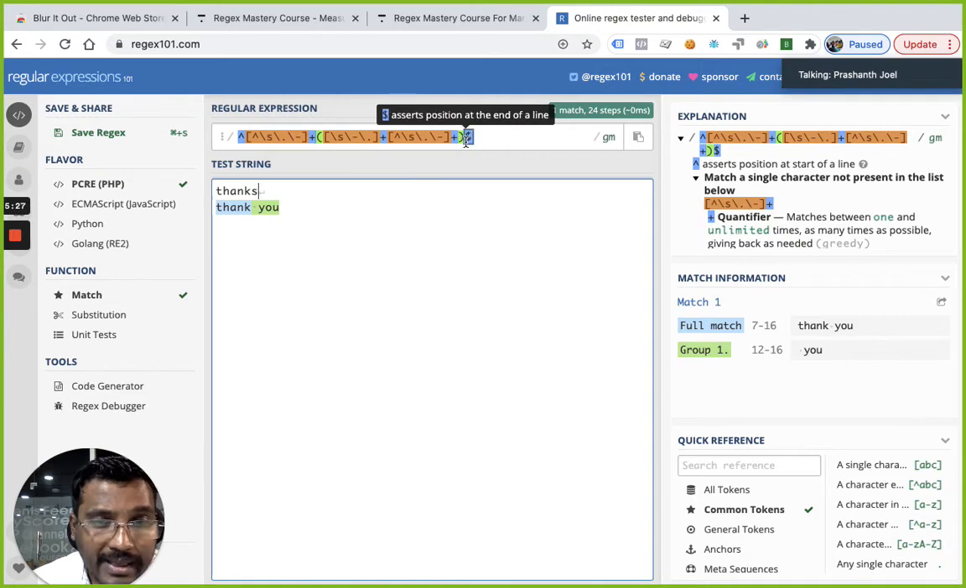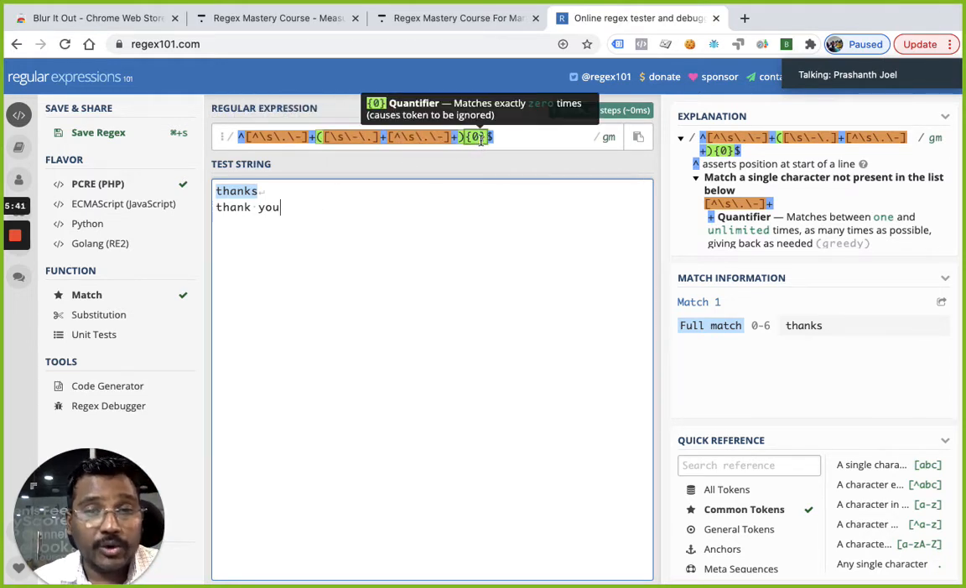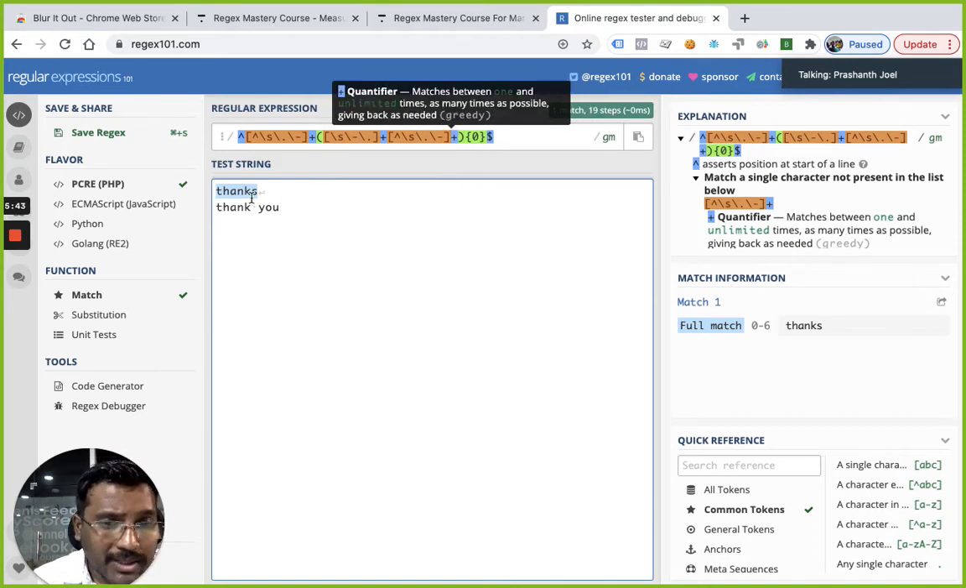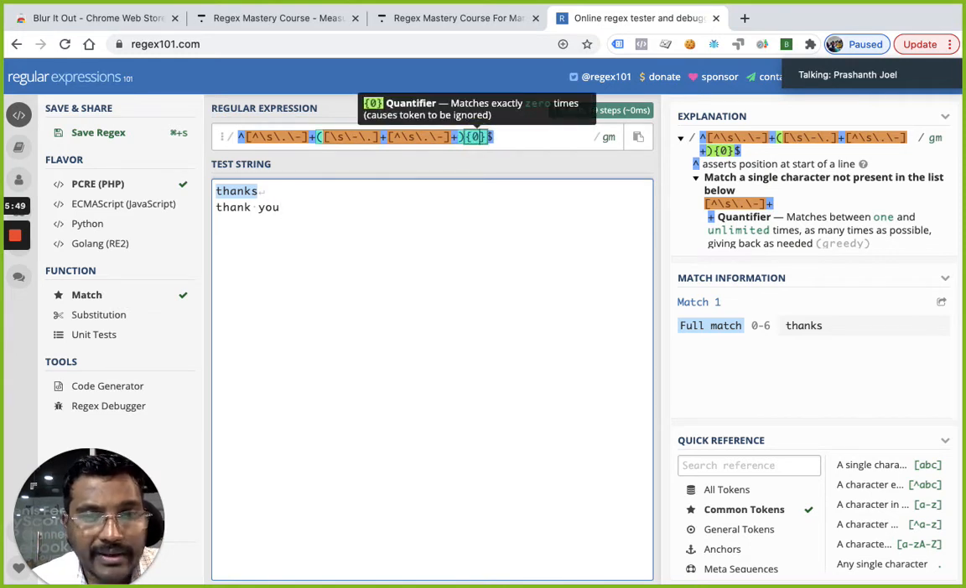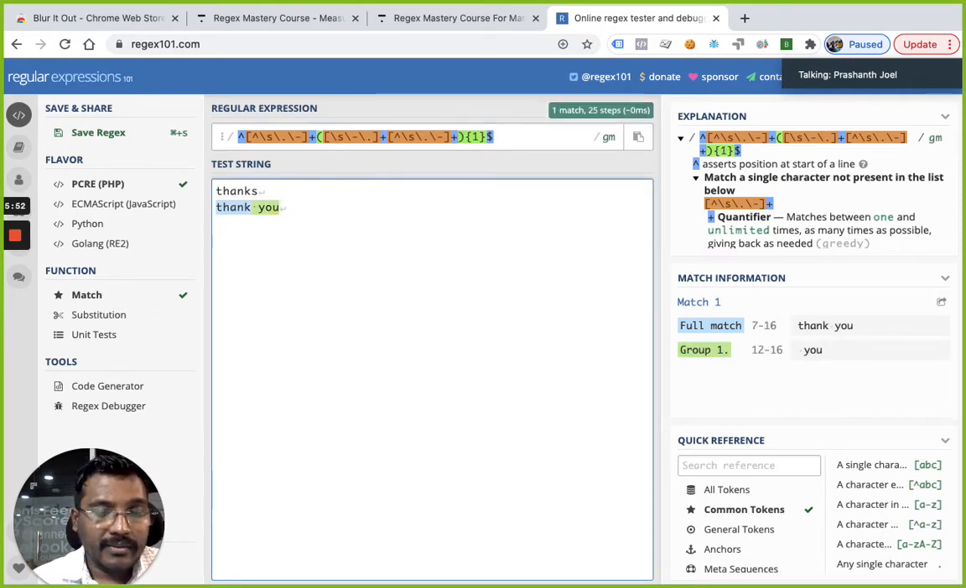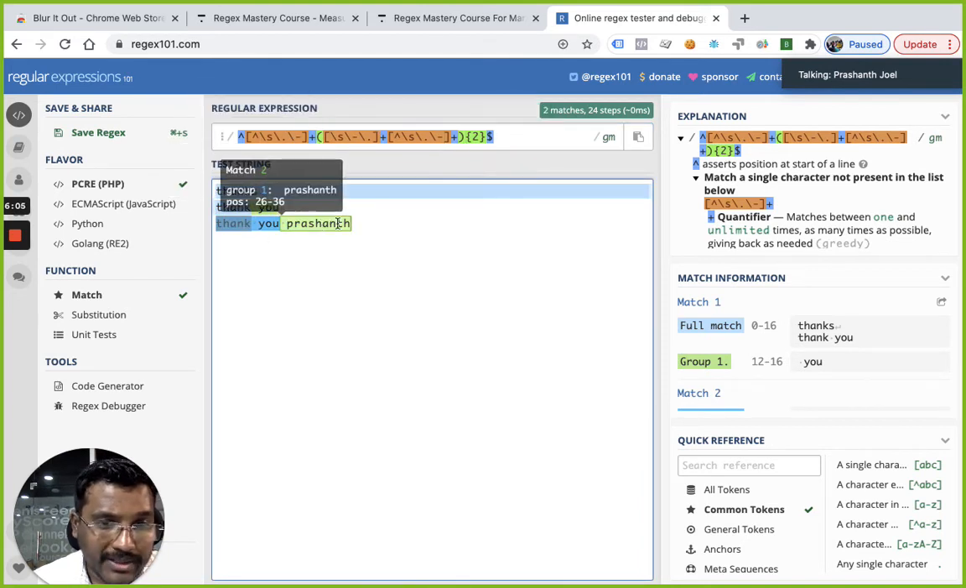Now what if I give 0 here, which is another quantifier? After this, what if I give 0? It will match only "thanks". It is not matching "thank you". Why? The whole thing is in the capture group, and that capture group has to be 0 times. That means when I put it like this, it will only match one word. But if I put 1 here, it will match 2 words. If I say "thank you", it will not match, because it is only matching one time. If I put 2, it matches minimum 2. That means the first one is matched by this, and the whole capture group is matching 1, 2 times.